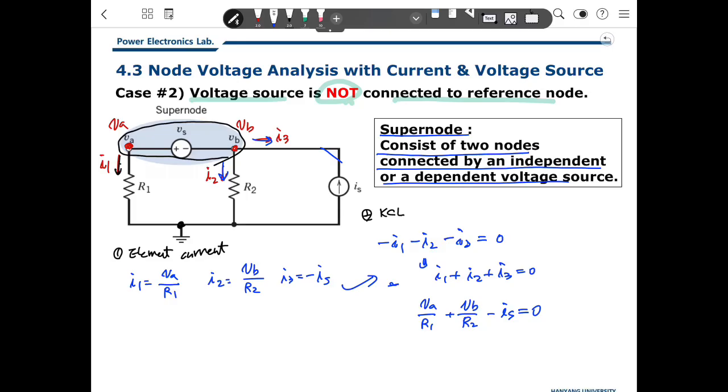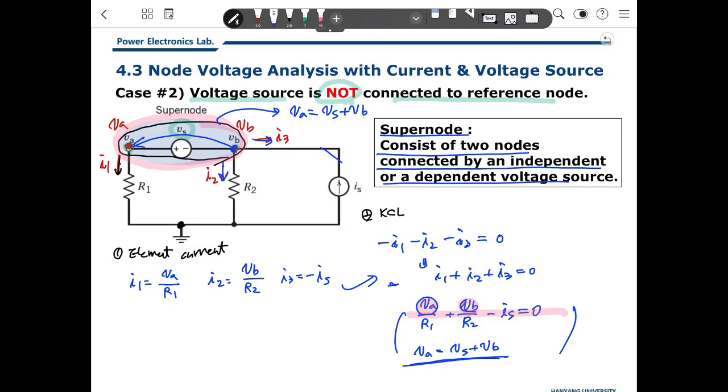How many unknown variables are there? There are two unknown variables, VA and VB. But we have only one equation, so we cannot solve it because we need more equations. Here, based on the supernode, we can get one more equation. What is that? The relation between the node voltages here. Because it is Vs, VA is VB plus Vs. So VA equals Vs plus VB. This equation comes from the supernode.